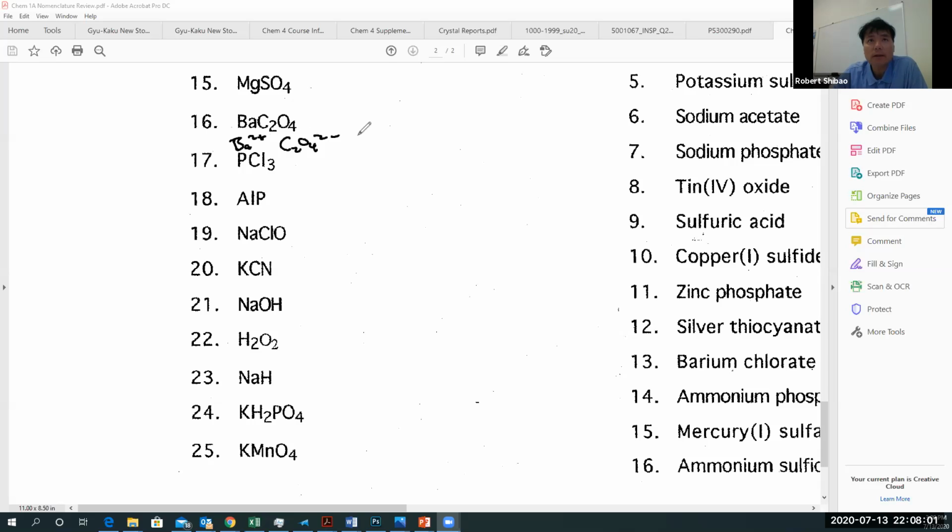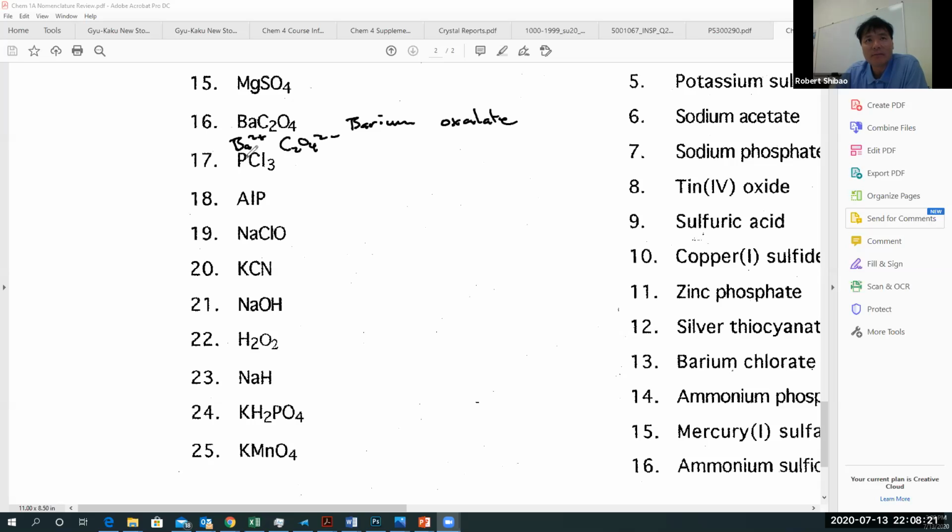Oxalate. And so this is barium oxalate. Oxalate. Okay, this one, usually phosphorus is a non-metal.